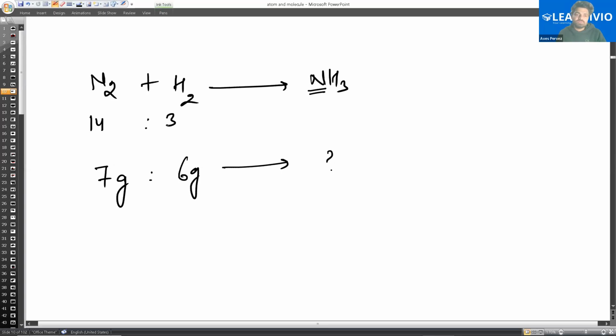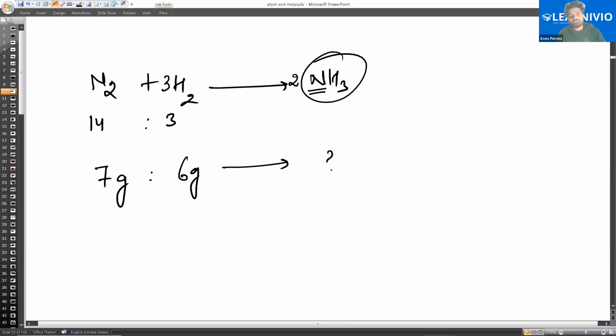One nitrogen atom is there in the formula, and there are 3 hydrogen atoms. Otherwise, you can balance it: you write 3 here and 2 here, and then you can balance it. You will get 14:3 as the simplest ratio.